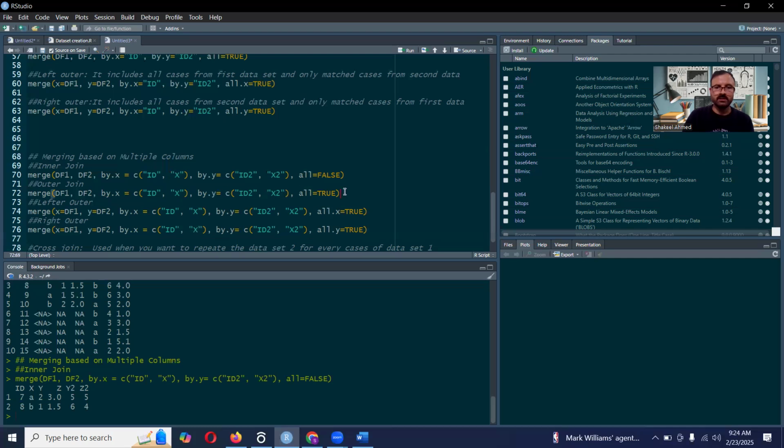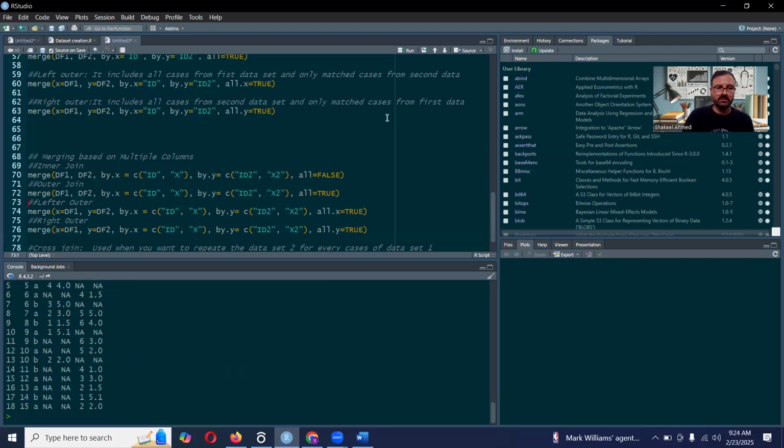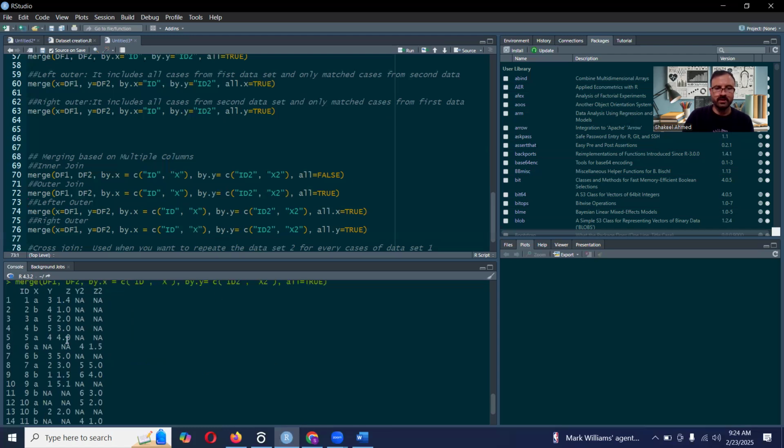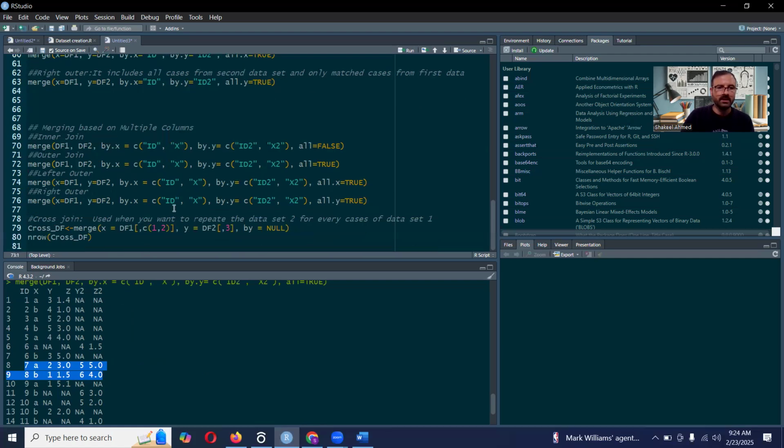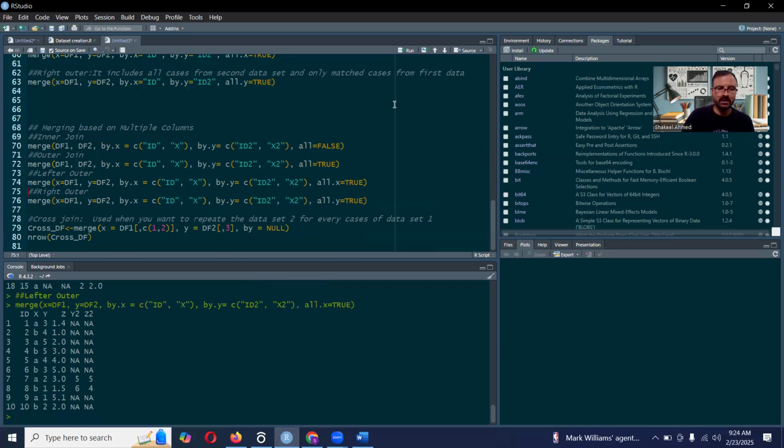And similarly we can do the outer merge, where now we have more NAs as we have different unmatched cases. We have only two matched cases, these two, and most of the others are unmatched cases. And similarly we can do other mergings, outer right and outer left.